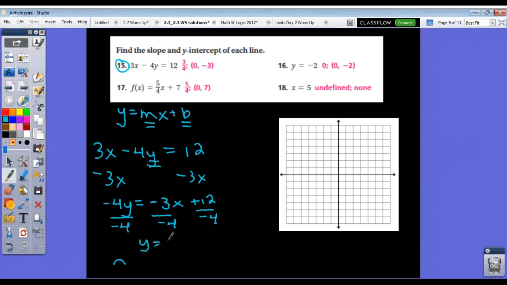Negative 3 divided by negative 4 turns into a positive, so I have 3/4 x. 12 divided by negative 4 is negative 3. In slope-intercept form, I can easily identify that the slope is the number attached to the x, so 3/4, and the y-intercept is (0, -3).